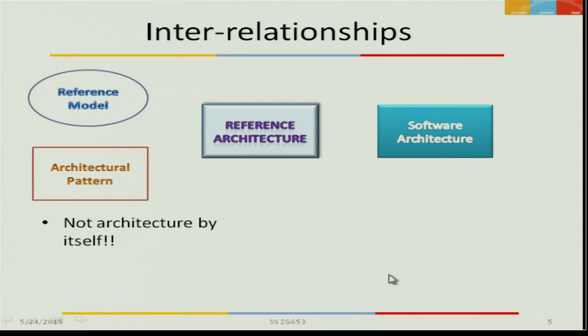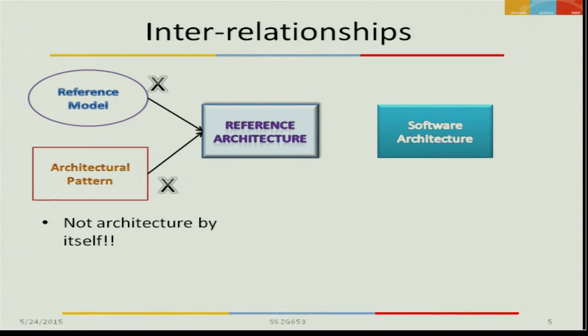So a reference model is essentially, as I said, a set of elements and their types and the way they interact, but not necessarily about different non-functional attributes. So it is really not an architecture by itself. Architectural patterns also are not an architecture. Both of them are used to form our reference architecture.